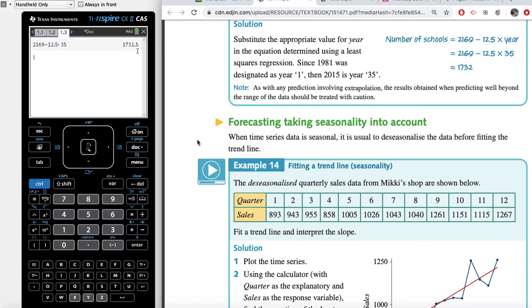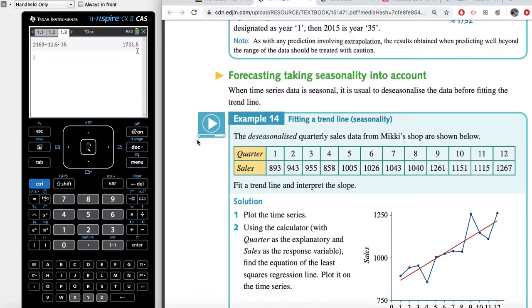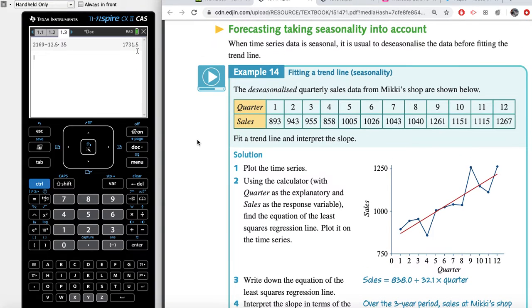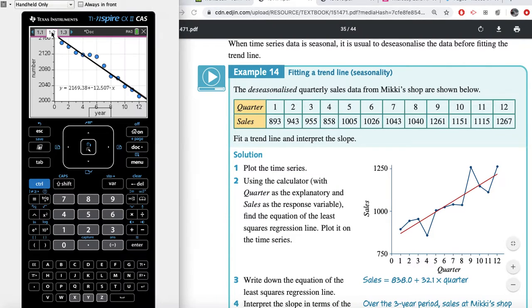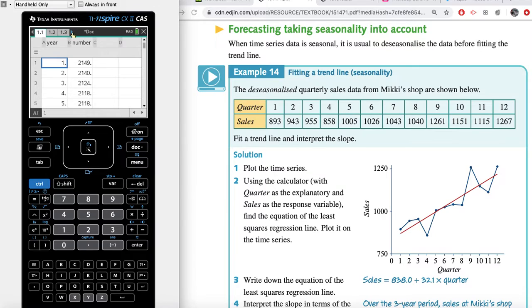Forecasting taking seasonality into account. So this is the deseasonalized data that we learned about in our last exercise. So these are the different quarters at Mickey's shop. It's still from Mickey's shop if you want to look at the last video. So we've got to plot that time series data. So I've put in over here, I put it in somewhere actually. Where did I put it in? Oh, there's Mickey's quarterly. The quarters, and we've also got the sales.